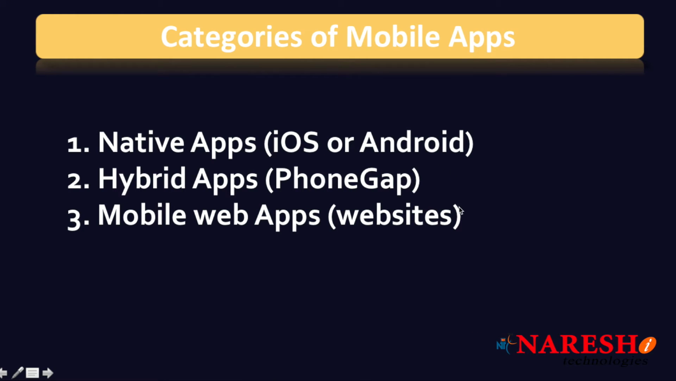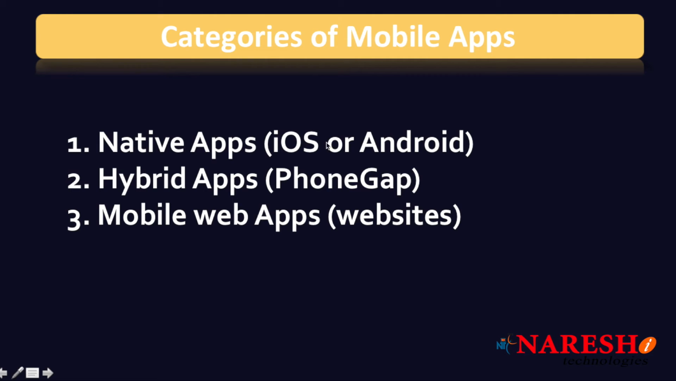Okay, so let's see the categories of mobile applications. We basically have three categories. One is native apps, another one is hybrid apps, and another one is mobile web applications. Native applications could be native iOS, Android, BlackBerry, or Windows. Native apps run on their own operating system, that is, their own platform. So if we create an iOS project, it will run only on Apple products. It won't run on any other devices.